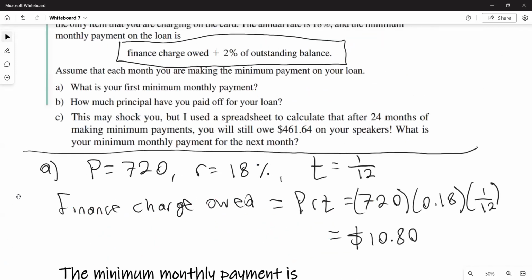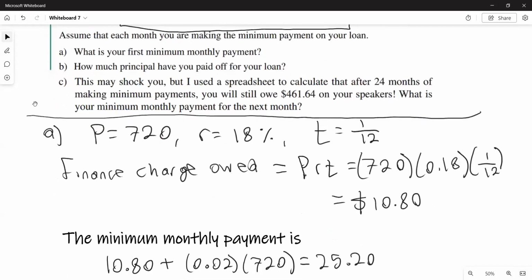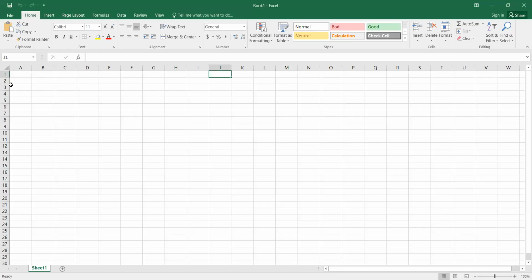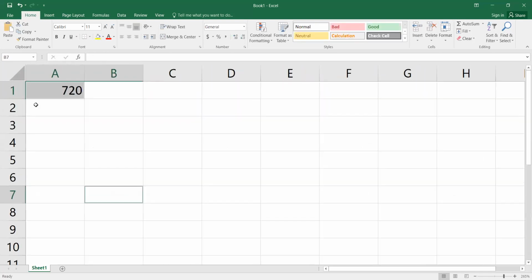And finally, part C. It says, this may shock you, but the author used a spreadsheet to calculate that after 24 months of making minimum payments, you will still owe $461.64 on your speakers. What is your minimum monthly payment for next month? And actually, I'll show you how the author is using the spreadsheet. So let's zoom in. Okay, so it's $720.